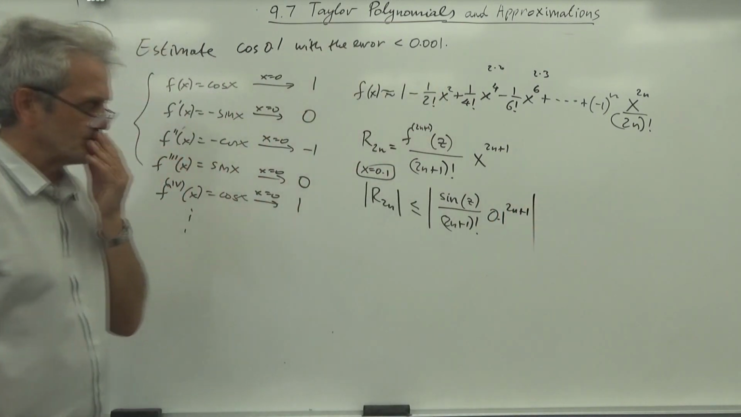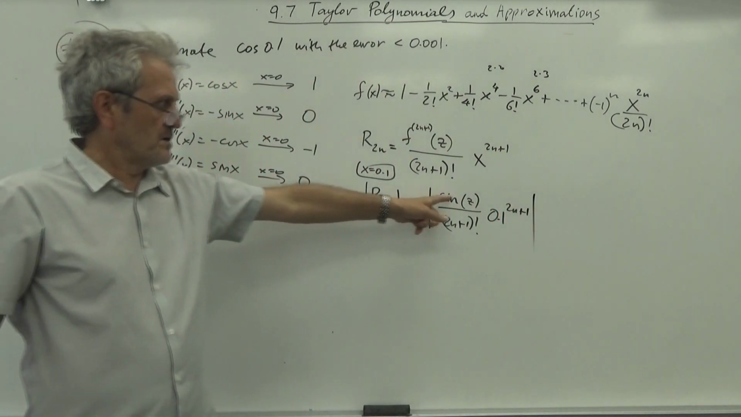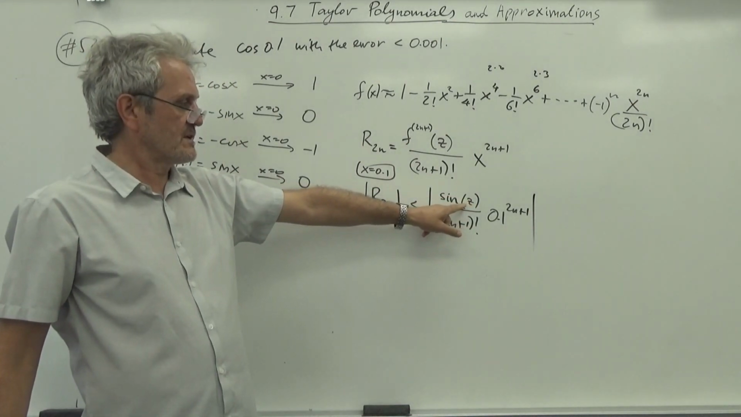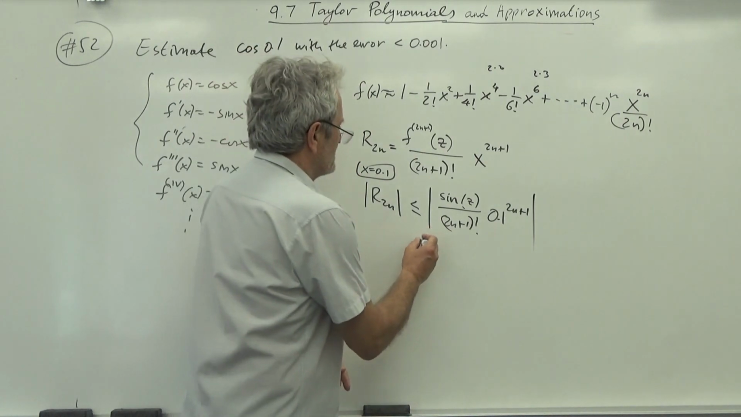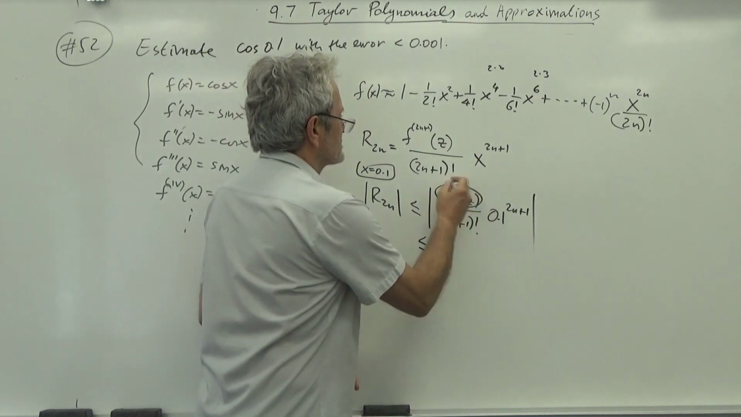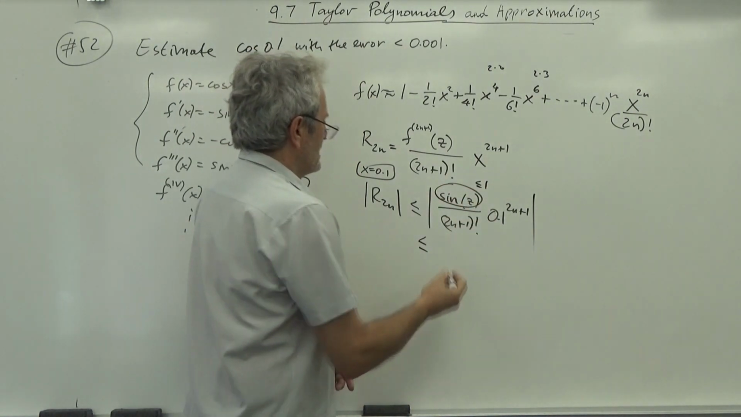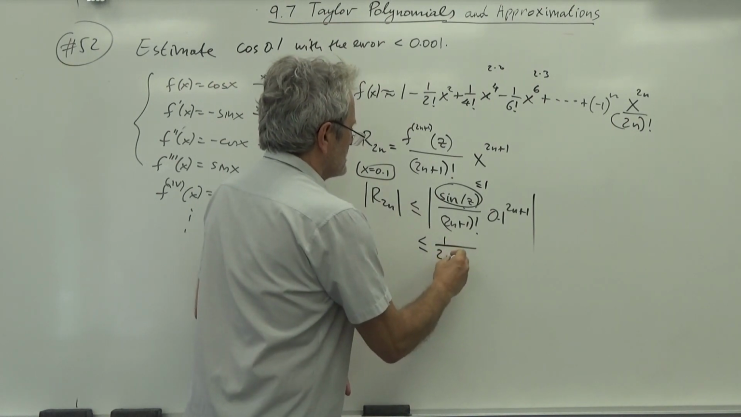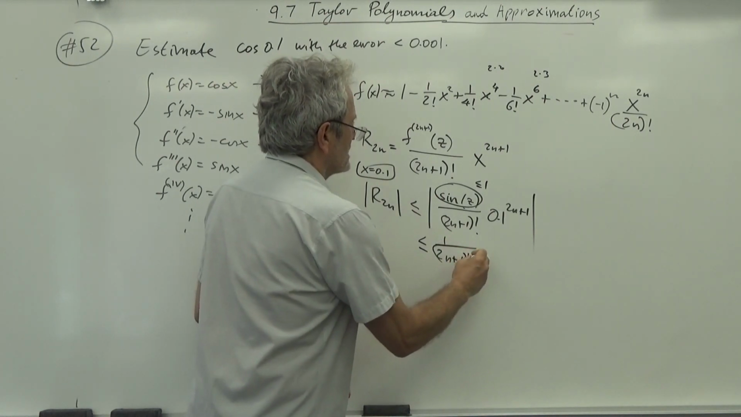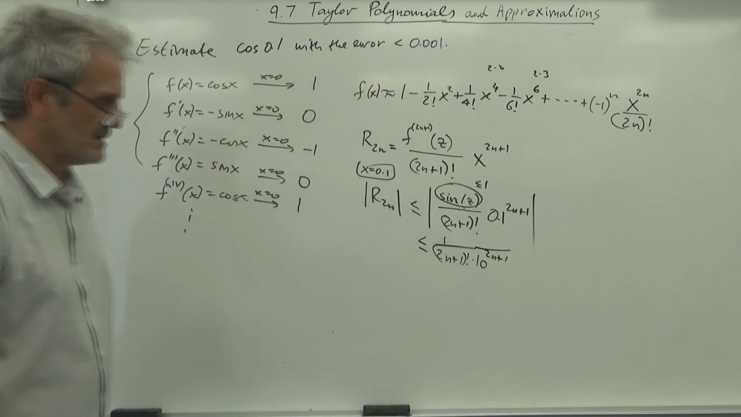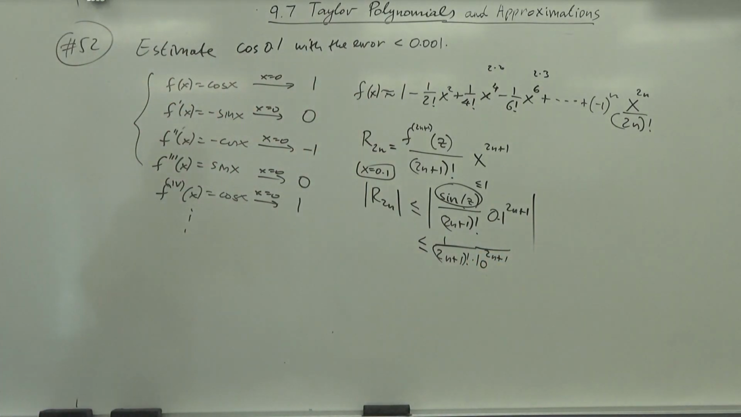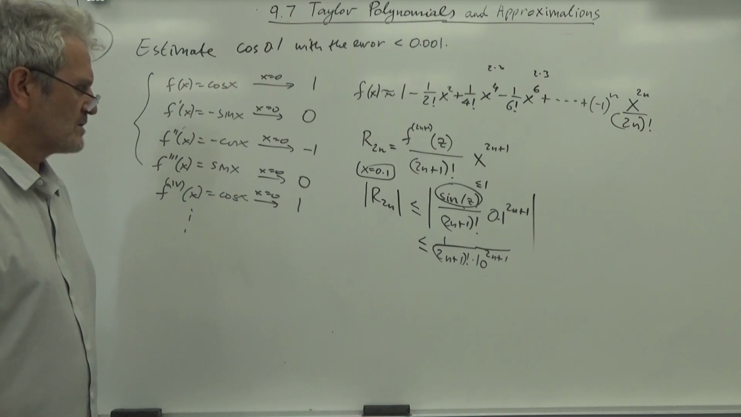Here it is. And then here is even easier than before. I don't even care if it's increasing or decreasing. Sine z is less than or equal to 1. So this is for sure less than or equal to 1 over (2n plus 1) factorial times 10 to the 2n plus 1, because 1/10 is 10. Now we see how fast is this in its convergence.